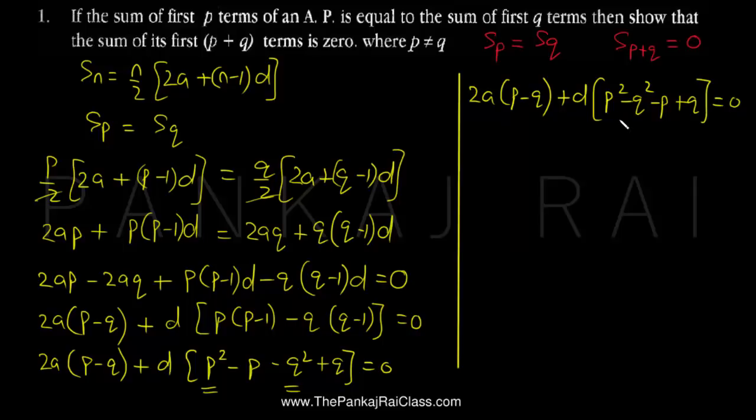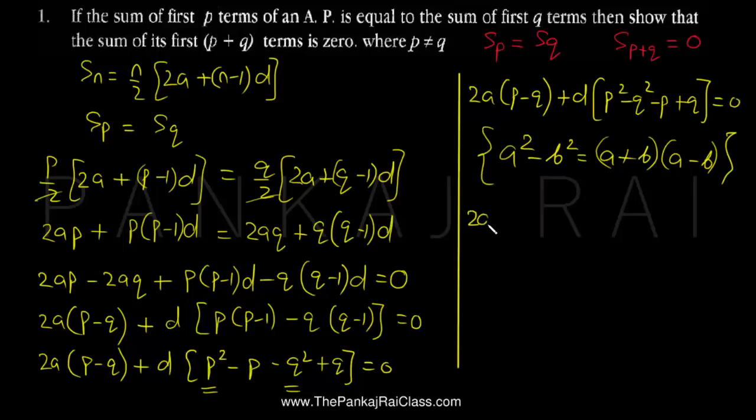Now over here we can apply the formula of a square minus b square, which says that a square minus b square is equal to (a plus b) times (a minus b). So that is the formula which we are going to use. So we will have 2a (p minus q) plus d times (p square minus q square will become (p plus q) into (p minus q), and here let us take minus common. So if we take minus common from here, we will be left with p, and minus is gone common from here, so it will become minus q). The whole bracket is equal to 0.